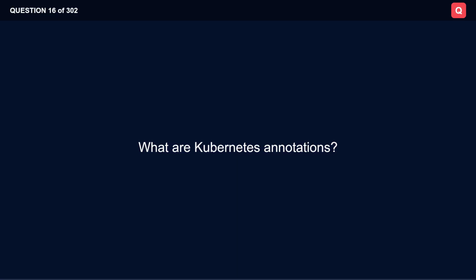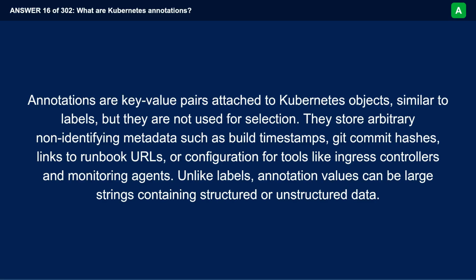What are Kubernetes annotations? Annotations are key value pairs attached to Kubernetes objects, similar to labels, but they are not used for selection. They store arbitrary non-identifying metadata, such as build timestamps, git commit hashes, links to runbook URLs, or configuration for tools like ingress controllers and monitoring agents. Unlike labels, annotation values can be large strings containing structured or unstructured data.